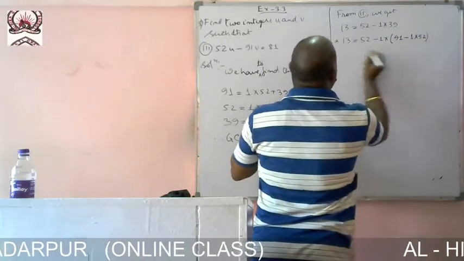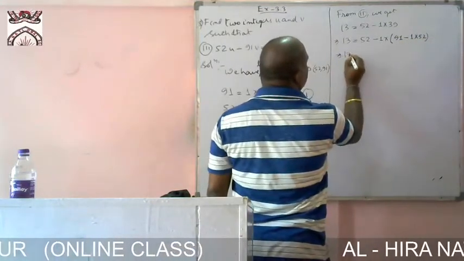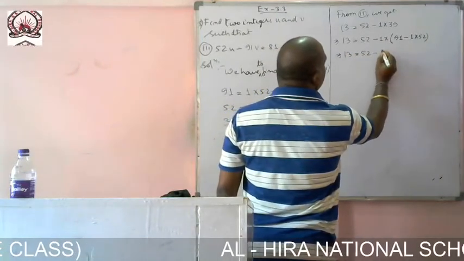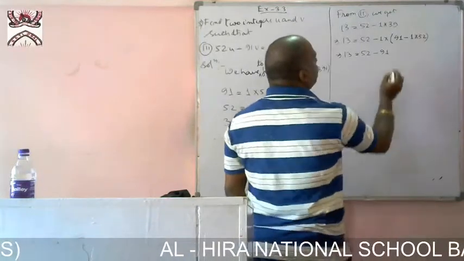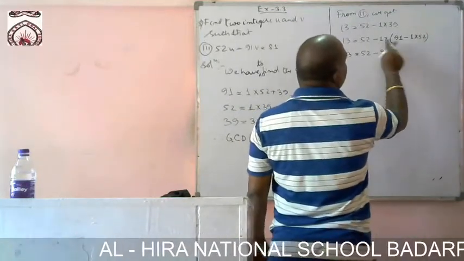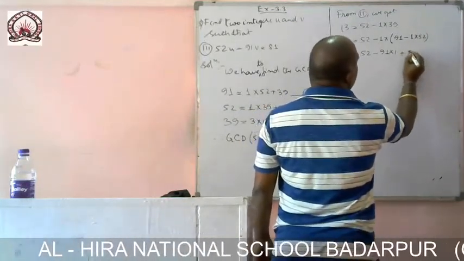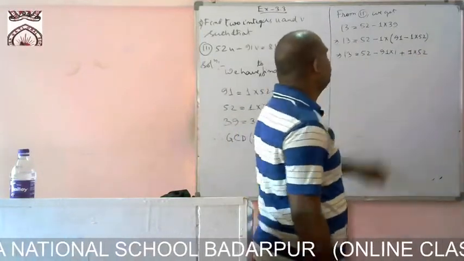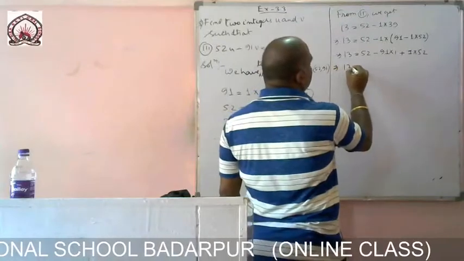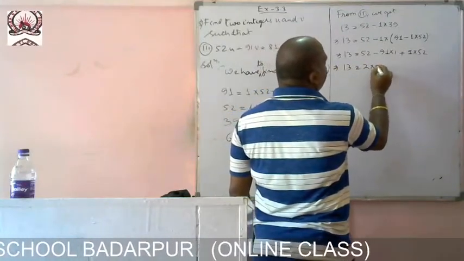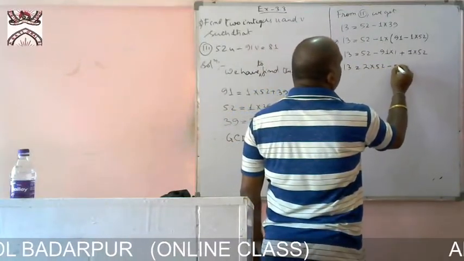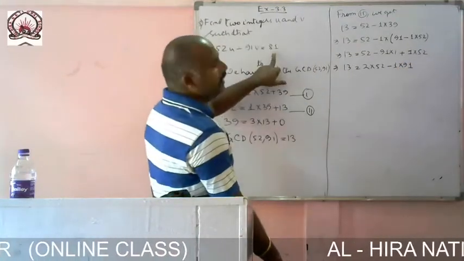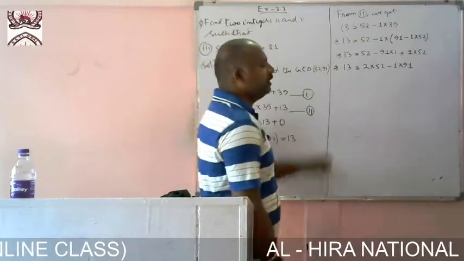13 equals 52 minus 1 into 91 into 1, minus into minus we are getting plus, so 1 into 52. So how many 52s are there? 2 52s. That implies 13 into 2 into 52 minus 1 into 91. Now we want to get 81, so we have to multiply with 6.